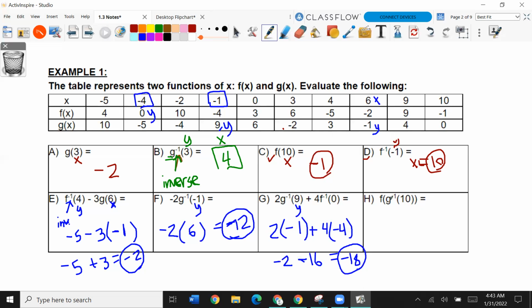And then the last one is a little composition there. I'll put them together. So G inverse of 10. So I want to know when G for the Y is 10. My X value is going to be -5, because that's a Y value there. And then I want to know, well, what is F of -5? Well, that's just straight. See, this is F, not F inverse. So F of -5 means I need to go to -5 and it needs to give me the Y value. So that's an X value. So my Y value there is 4.